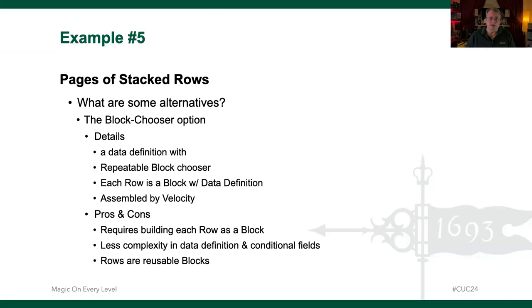A second option is a data definition with a repeatable block chooser, where each row is a block with its own data definition, potentially a separate data definition for each type of row, all assembled into one publishable page by velocity. Pros and cons. The block chooser option adds complexity by requiring each row to be built separately as its own block prior to placing it onto a content page. Benefits include less complexity in both data definition and conditional display of fields, since every row type could have its own data definition and asset factory. Additionally, rows become reusable blocks that can be placed on multiple content pages. But each of those content pages would need to be republished whenever the block is updated.